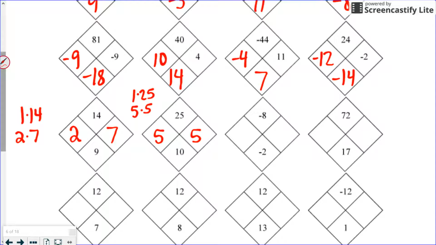Two numbers that multiply to 72 and add up to 17. So I've got 1 times 72. I have 2 times, what is that, 36. 3 times 24. 4, does 4 go in there? Yeah, 4 goes into 72 18 times.